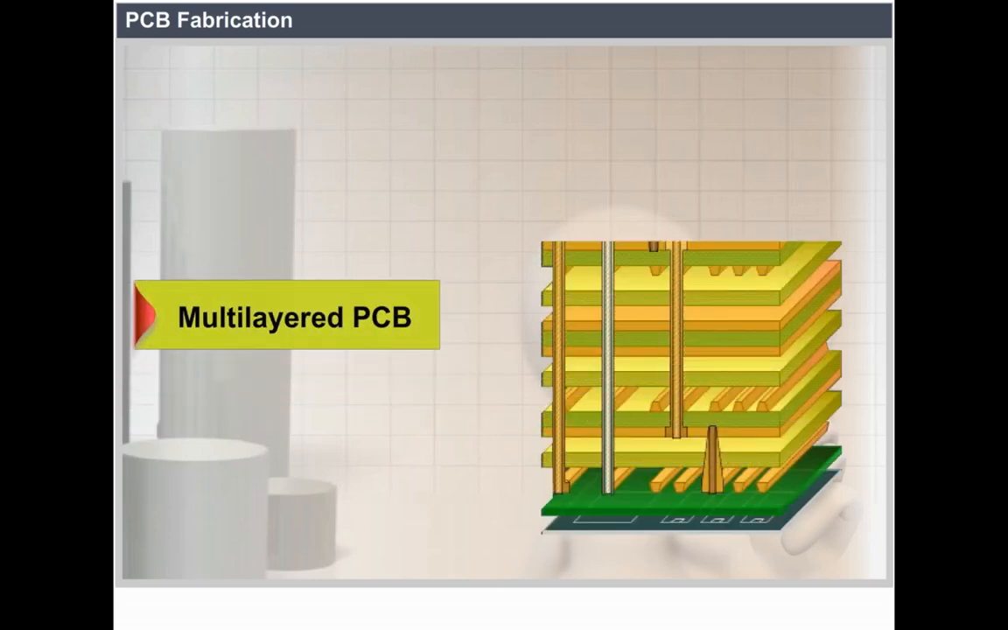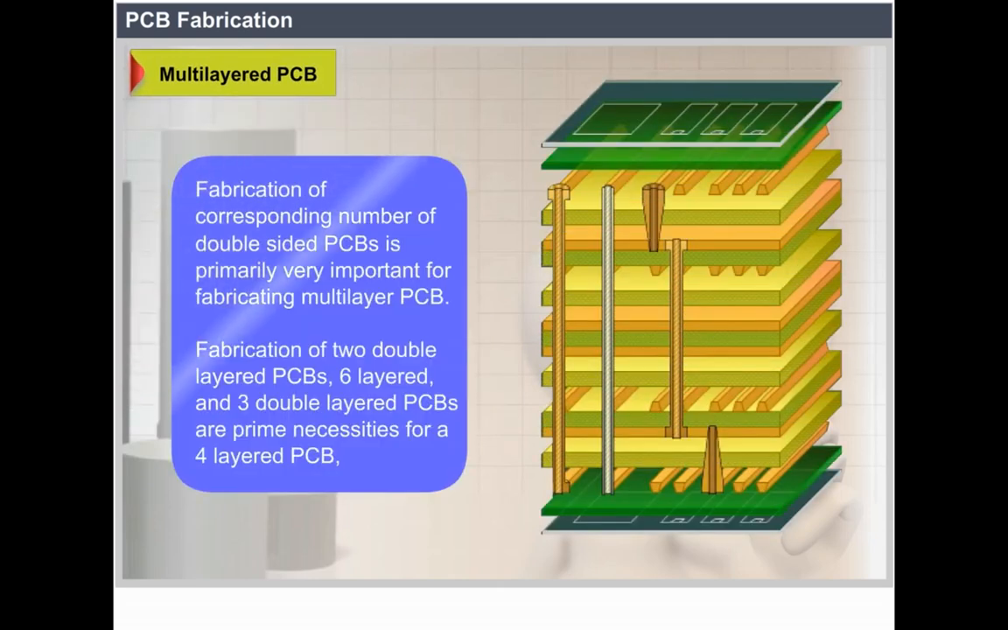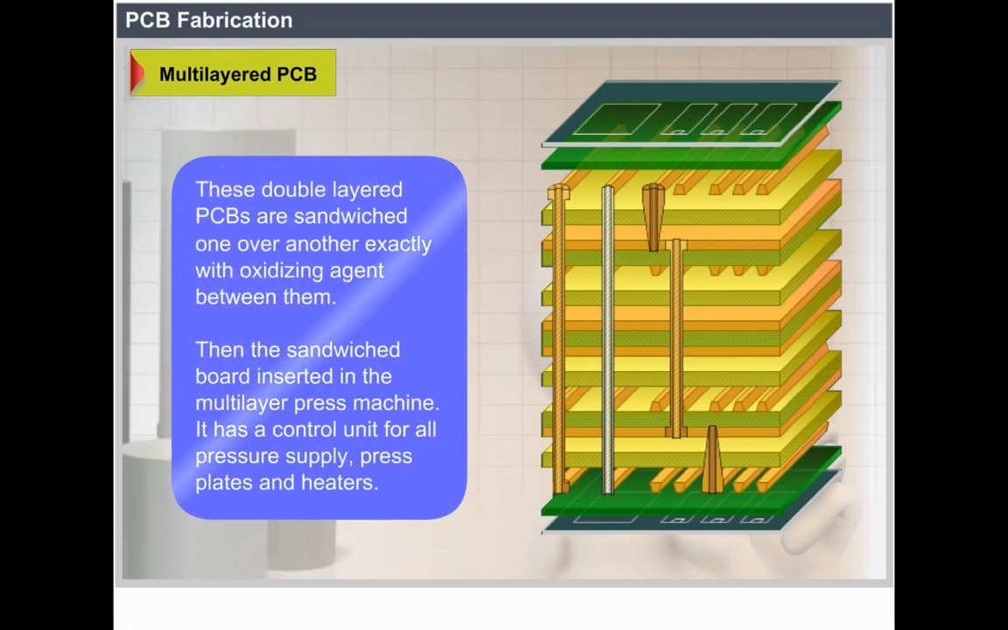Multi-layered PCB. For fabricating multi-layer PCB, we have to first fabricate a corresponding number of double-sided PCBs. For a 4-layered PCB, we have to first fabricate 2 double-layered PCBs, and for 6-layered, 3 double-layered PCBs. These double-layered PCBs are sandwiched one over another exactly with oxidizing agent between them. Then the sandwiched board is inserted in the multi-layer press machine.